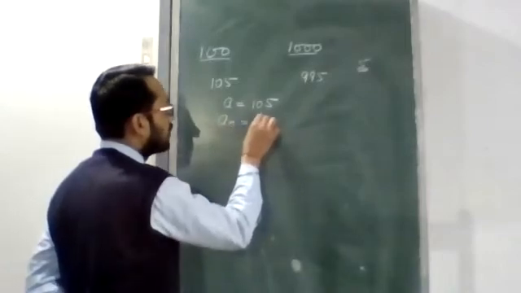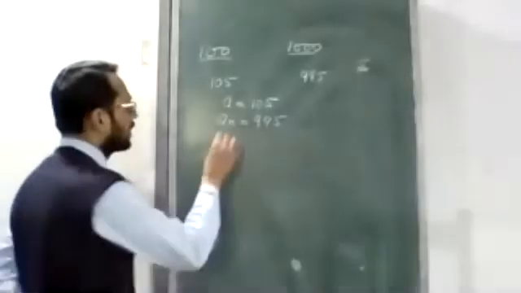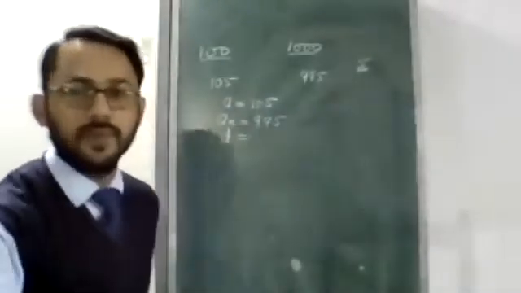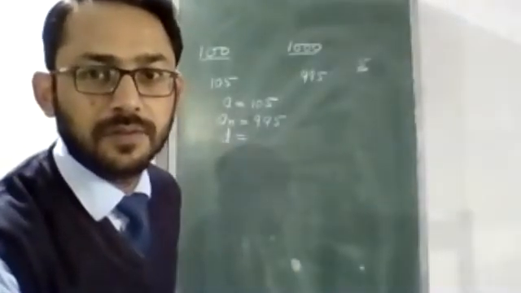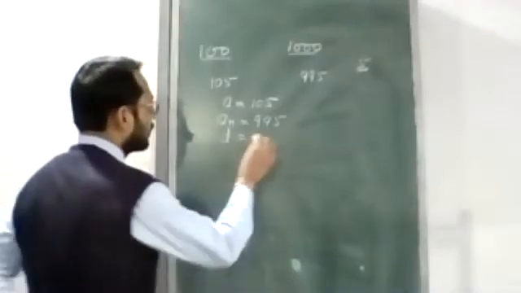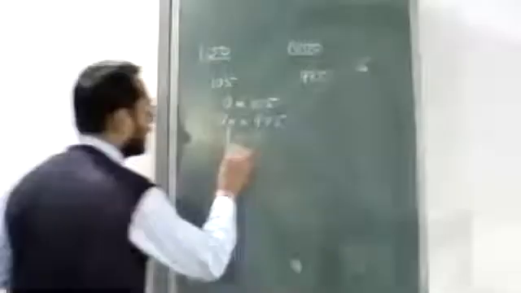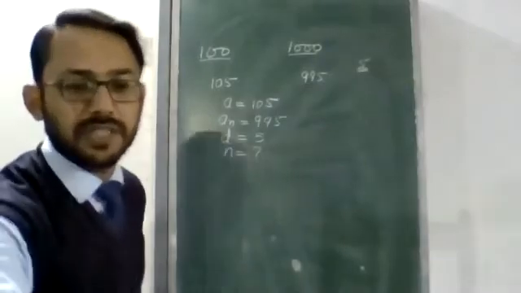A10 is equal to 995. D is equal to 5, the common difference, because it is the multiple of 5. So how many terms? It means we need to calculate the value of n. So a simple question I've taken.